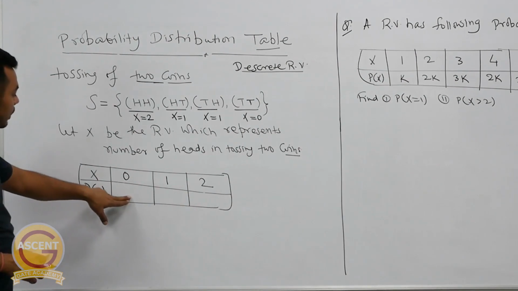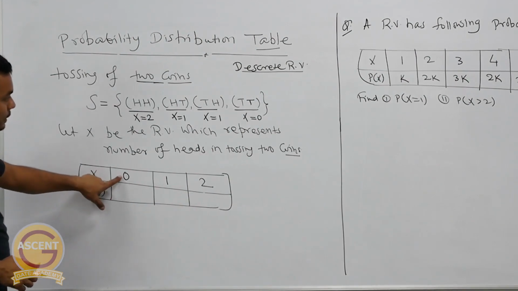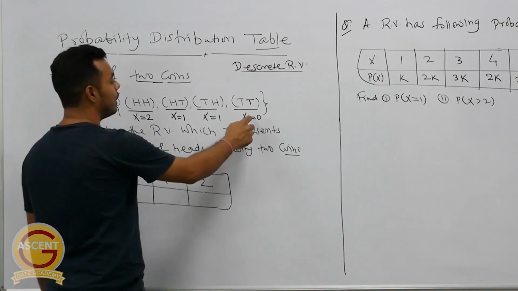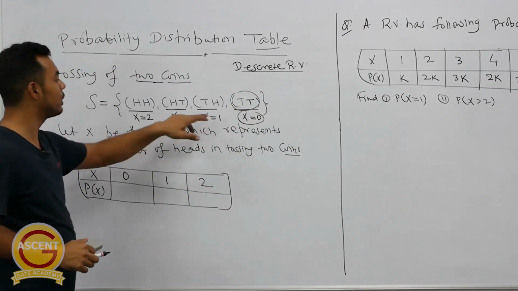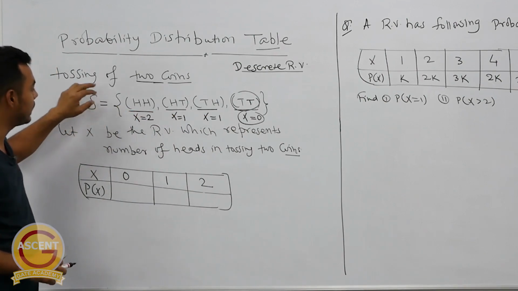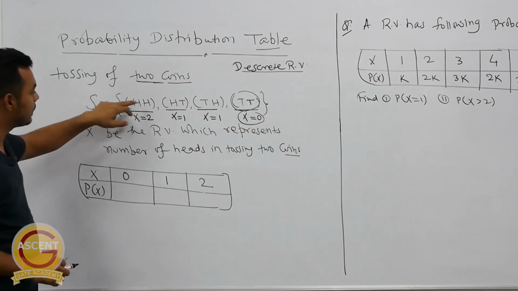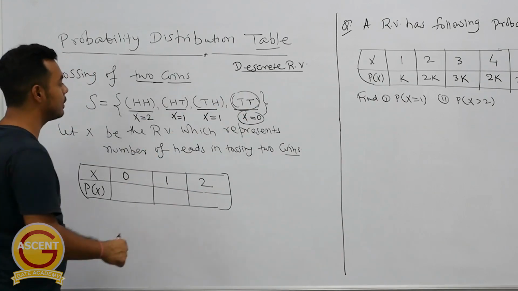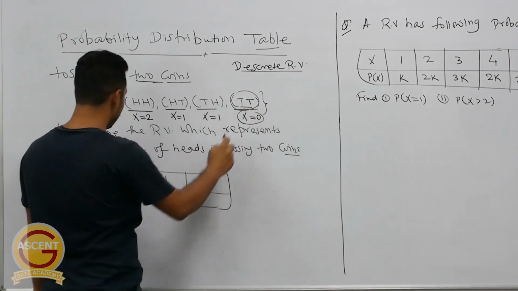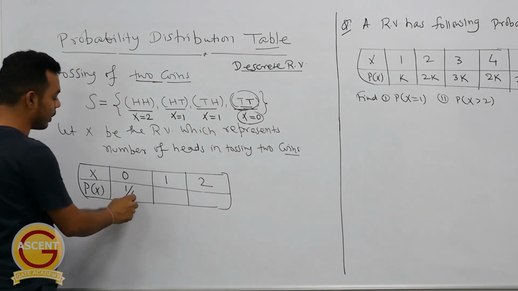So here I should write the probability that X is equal to 0. Now X equal to 0 means the outcome is 2 tails. So this is the favorable case, and in total there are 4 possibilities. You can easily see that in this sample space there are 4 elements, out of which one is the favorable element. So the probability that you will get 2 tails is simply 1 by 4.